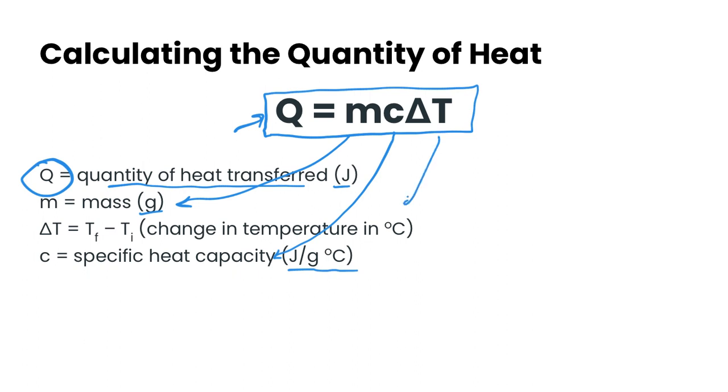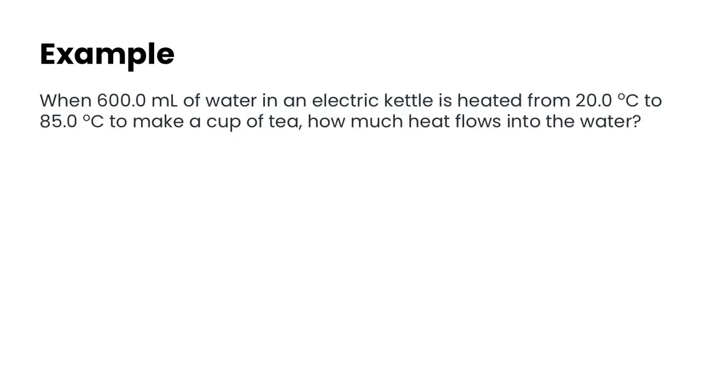And then finally, our delta T is our change in temperature, and that's taken as our final temperature minus our initial temperature. So depending on the change in temperature, if we have an exothermic or an endothermic reaction or system, you can have a Q that's negative in value, or you could have a Q that is positive in value. So let's see how this works with a specific example.